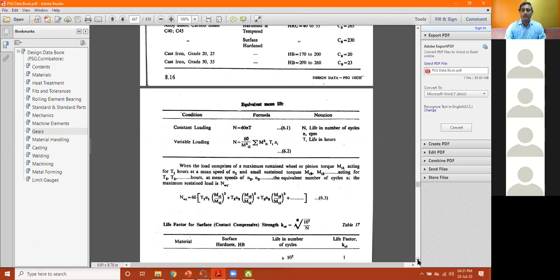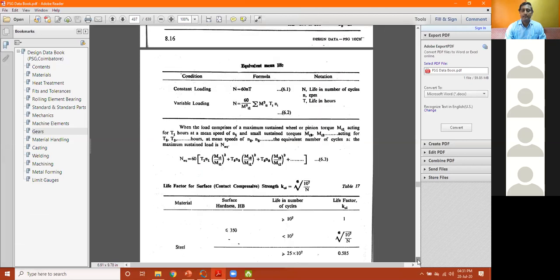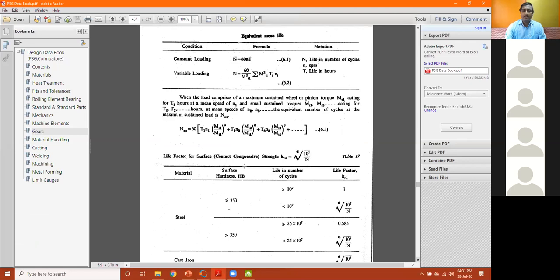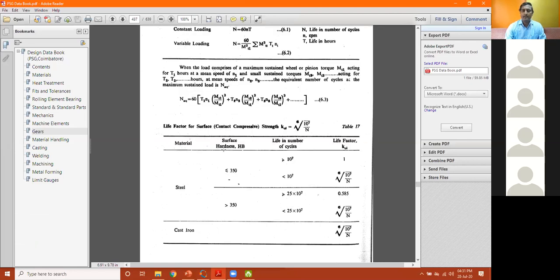Okay, so here it is on page number 8.17. It is similar to KBL actually. It is the life factor, KCL, for wear strength, and KBL is the life factor for bending failure. So again, we have material as steel, HB is less than 350, and we will assume life in number of cycles as more than 10 raised to 7. So KCL is 1.